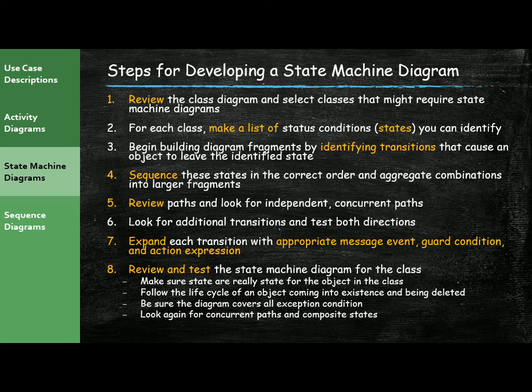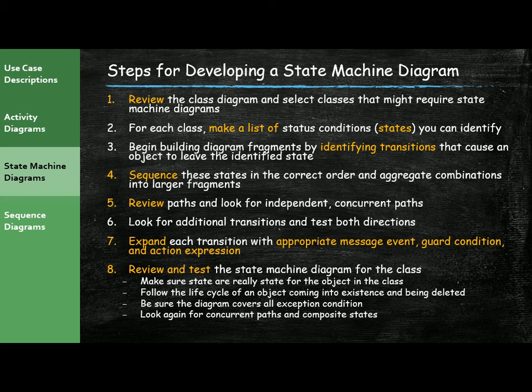We would review the paths and look for independent concurrent paths, which we just did in the example. And then we look for additional transitions and tests in both directions. Expand each transition with appropriate message event, guard condition, and action expression. We want to try to think about not just what's the transition, but what are the guard conditions that we want to make sure are true before we transition, and any actions that we're also going to take during that transition.